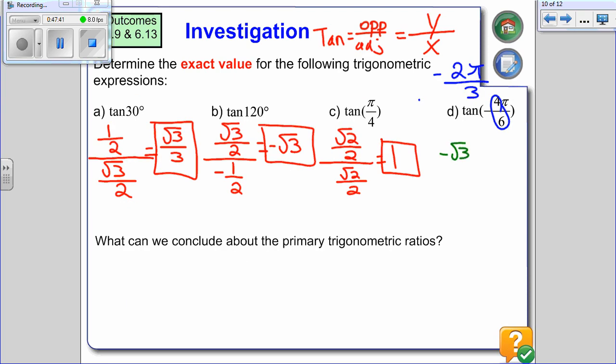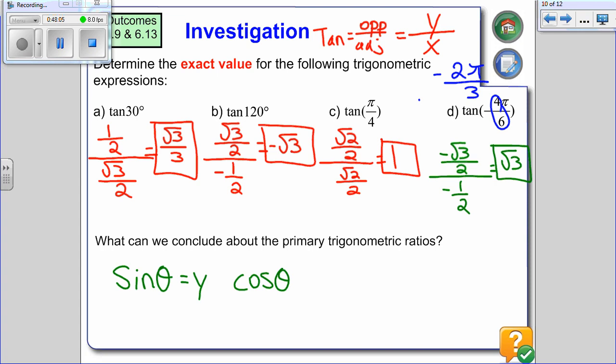So this means our primary trig ratios, if it's on the unit circle: sine equals y, cos equals x, and tan equals y over x. That's the big thing that you need to pull out from today. You need to pull out how to read the unit circle, and you need to pull out that sine is the y value on the unit circle, cos is the x value on the unit circle, and tan is y divided by x on the unit circle.